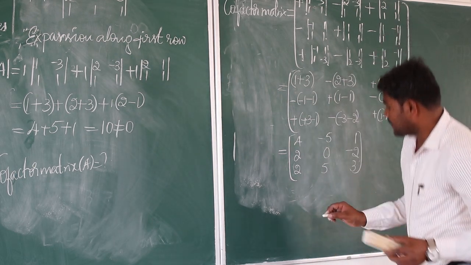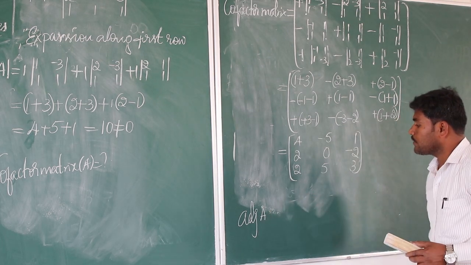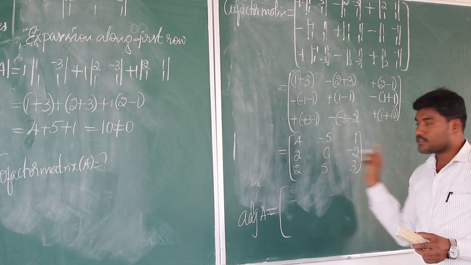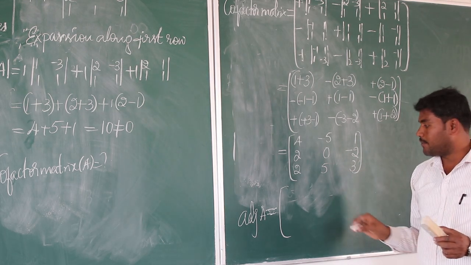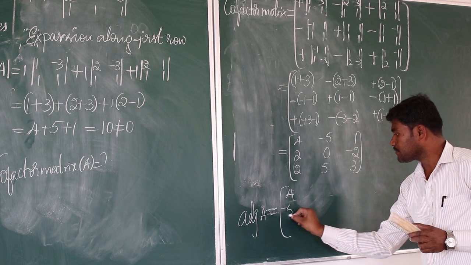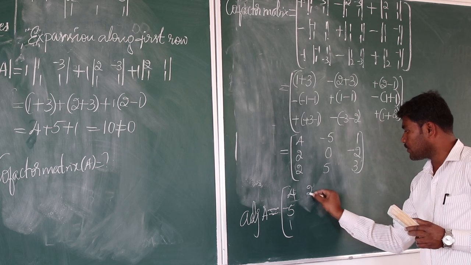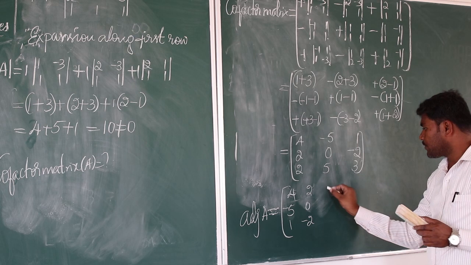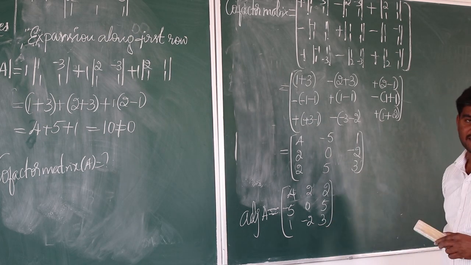So now the adjoint, as you know, is the transpose of the matrix whose elements are cofactors. So we have to take first row elements as first column elements. The first column elements in the adjoint matrix become 4, minus 5, 1. Second column elements are 2, 0, minus 2. And lastly, third column elements are 2, 5, 3. This is the adjoint matrix.